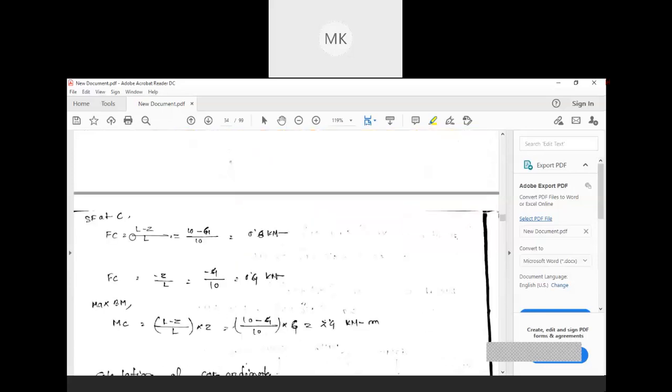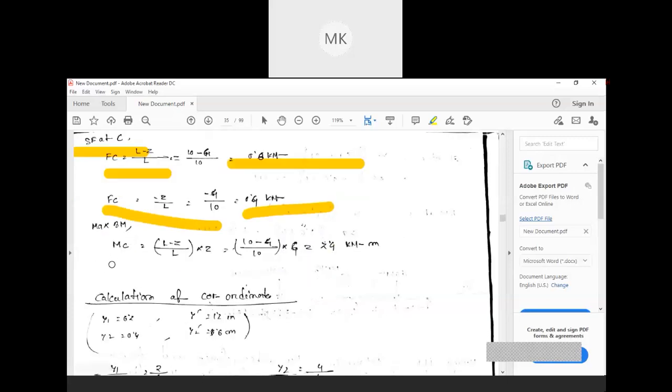So first, similarly, we need to find the SF at C. Just put in all these values and find out FC. Similar to earlier, the formula will be the same: (L minus Z) by L. Just put in this value and you will get the value of FC. The maximum bending moment you can also find out by putting the values in this formula: (L minus Z) by L into Z. Everything will be the same.